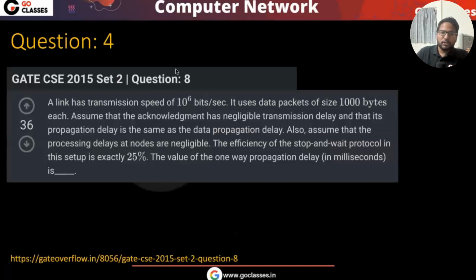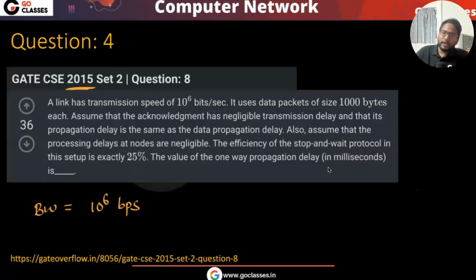Now let's solve this question, which has been asked in GATE 2015. They are saying a link has transmission speed of 10⁶ bits per second. So they have given the transmission speed. What do you think it is? This is bandwidth, right? So the bandwidth given to you is 10⁶ bits per second.